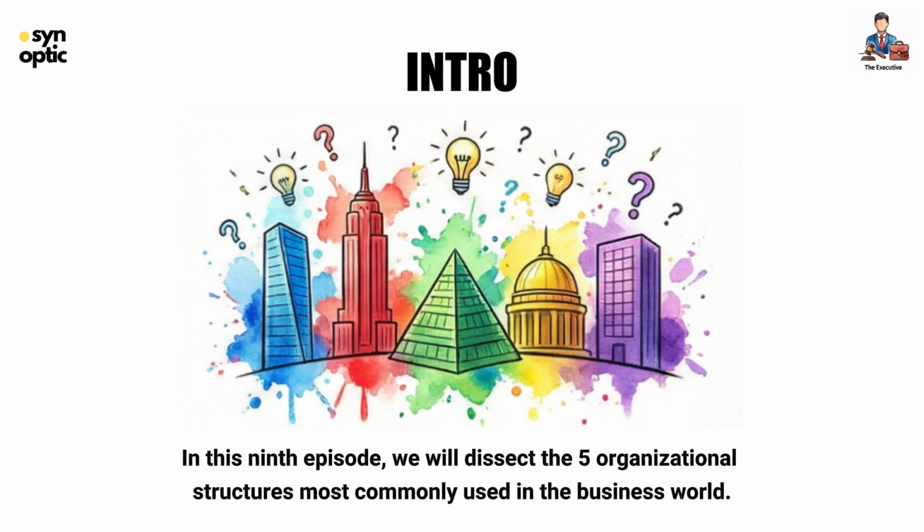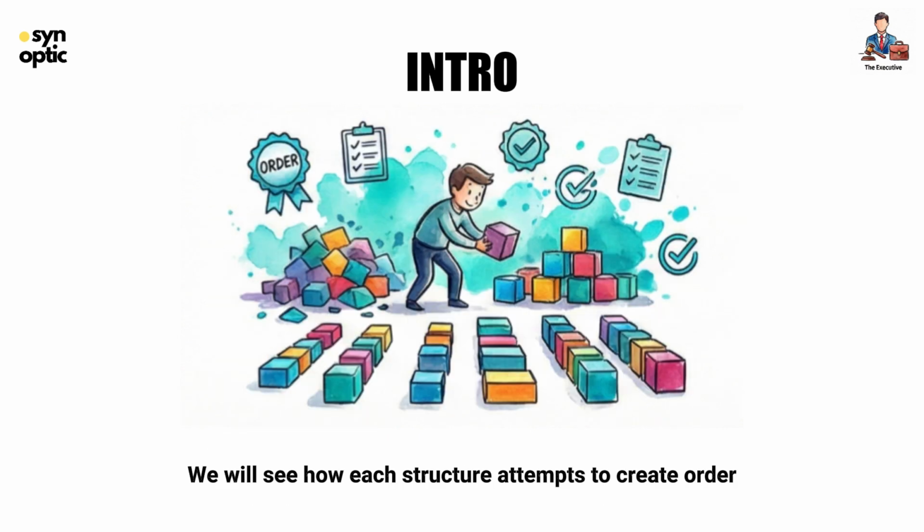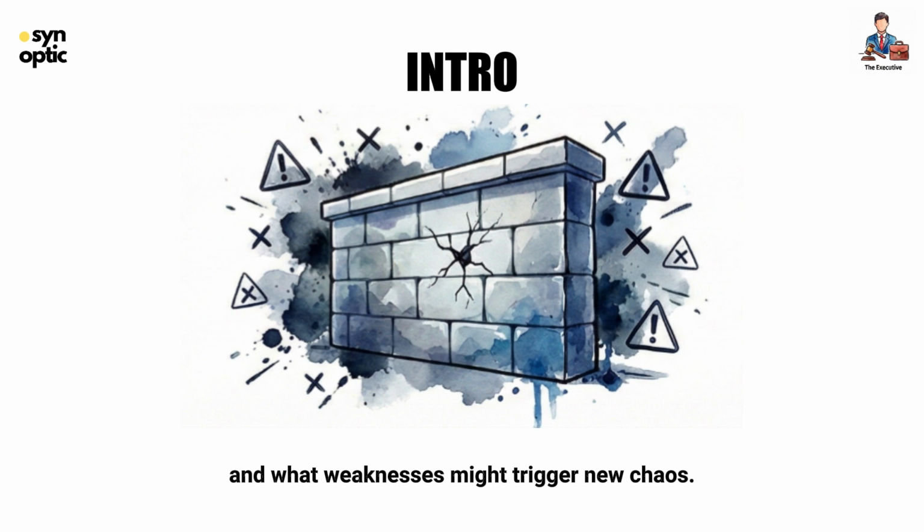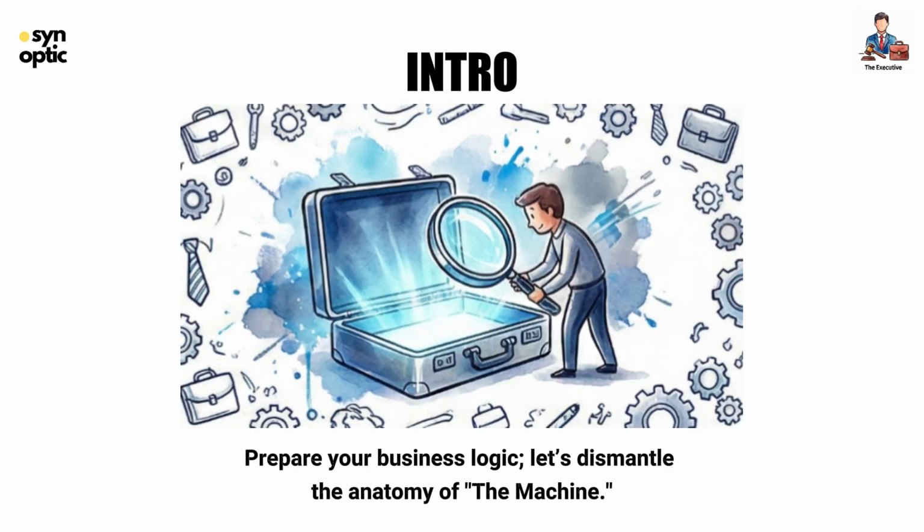In this 9th episode, we will dissect the 5 organizational structures most commonly used in the business world. We will see how each structure attempts to create order and what weaknesses might trigger new chaos. Prepare your business logic. Let's dismantle the anatomy of the machine.